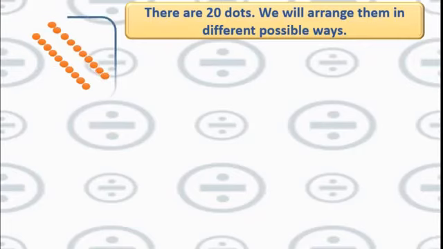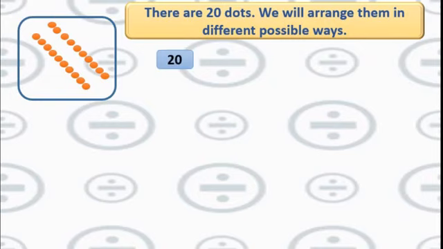Now one more here. There are 20 dots. We will arrange them in different possible way. See here. We can see 20 dots. Again here also we will study about the interrelationship between multiplication and division. In one line there are 10 dots. This is the second line. Here also we can see 10 dots. Okay. Total 20 dots.